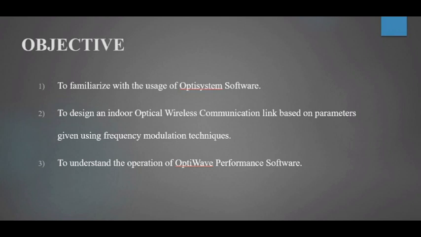For this assignment, there are a few objectives that we need to achieve. First, to familiarize with the usage of OptiSystem software. Second, to design an indoor optical wireless communication link based on parameters given using frequency modulation techniques. And thirdly, to understand the operation of OptiWave performance software.